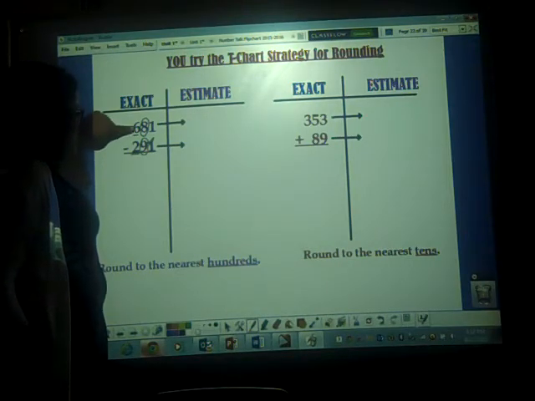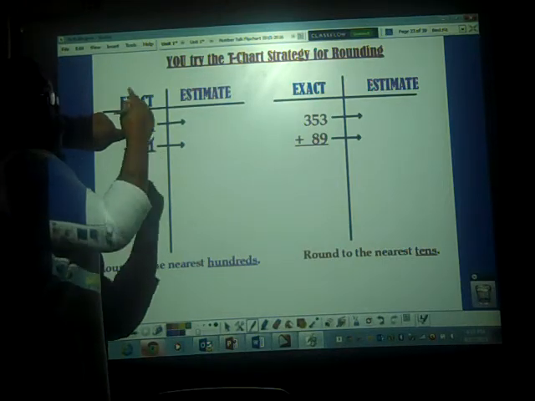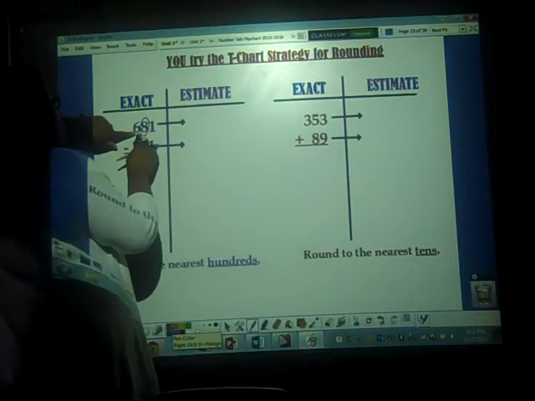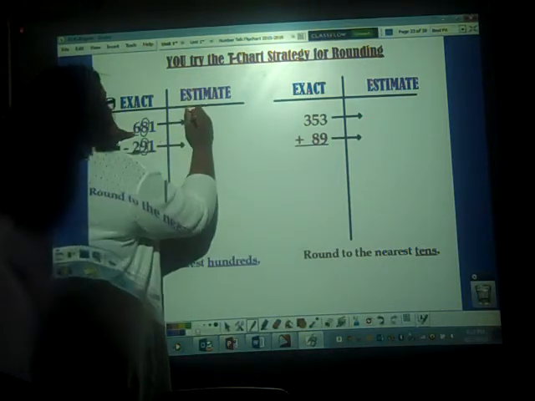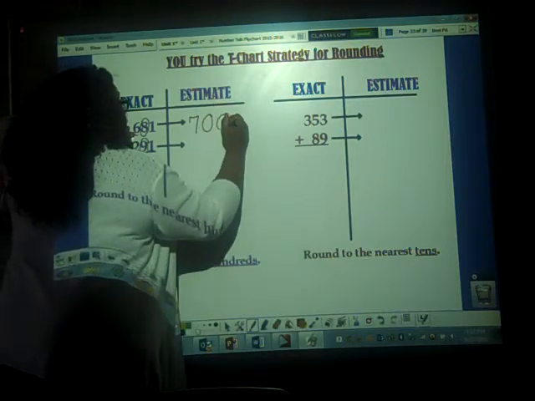So they want me to round to the nearest hundreds. I have the 6 and the 2. So 681. 8 is more than 5. So because 8 is more than 5, I'm going to round 6 up to the nearest hundreds. The next number after 6 is 7.